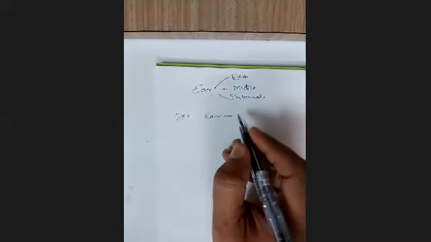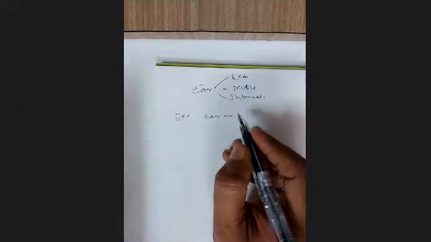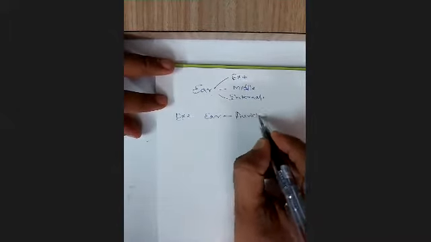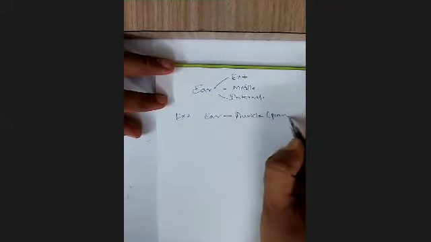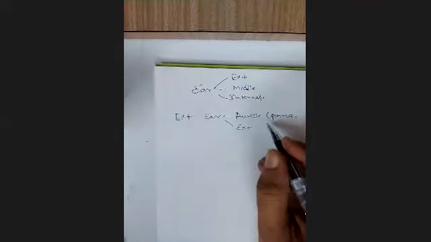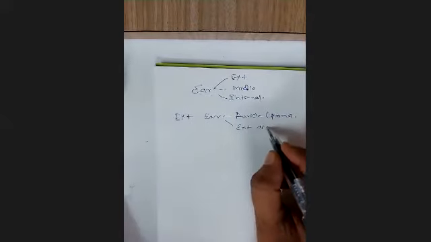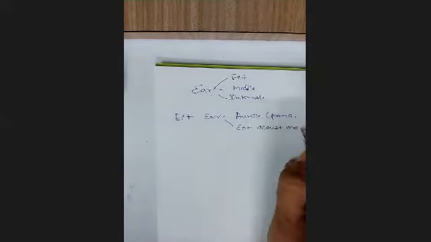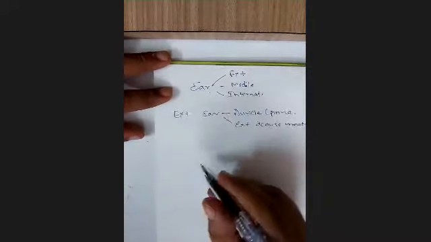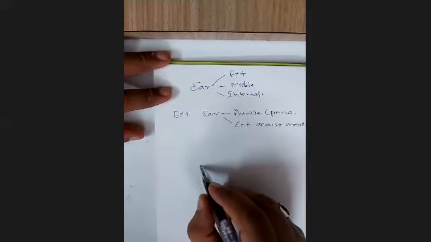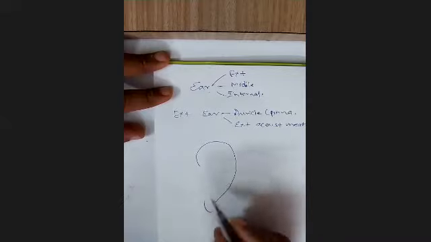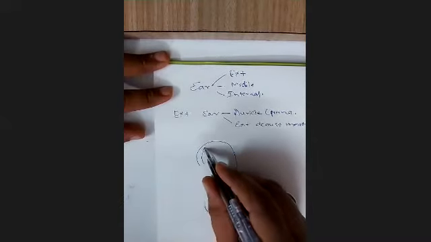The external ear is made up of firstly the auricle, which is also called as pinna, and then there is the external acoustic meatus. Okay, the pinna is somewhat of this shape, right?